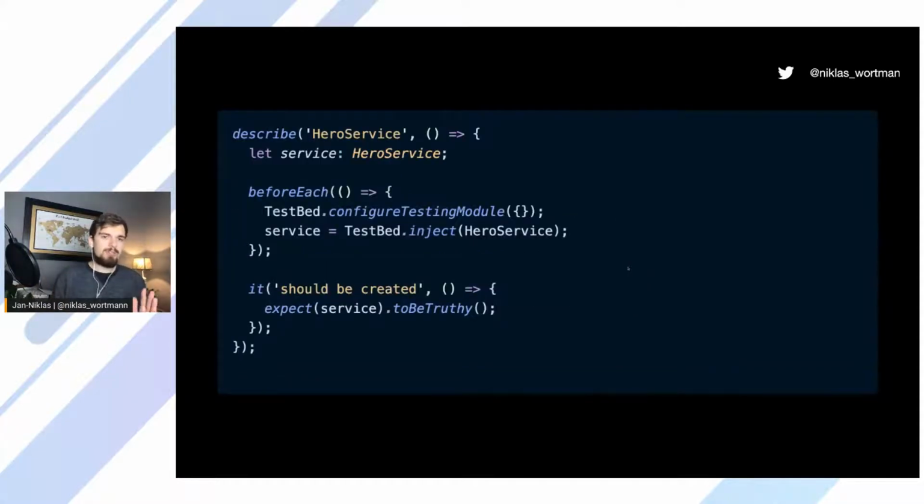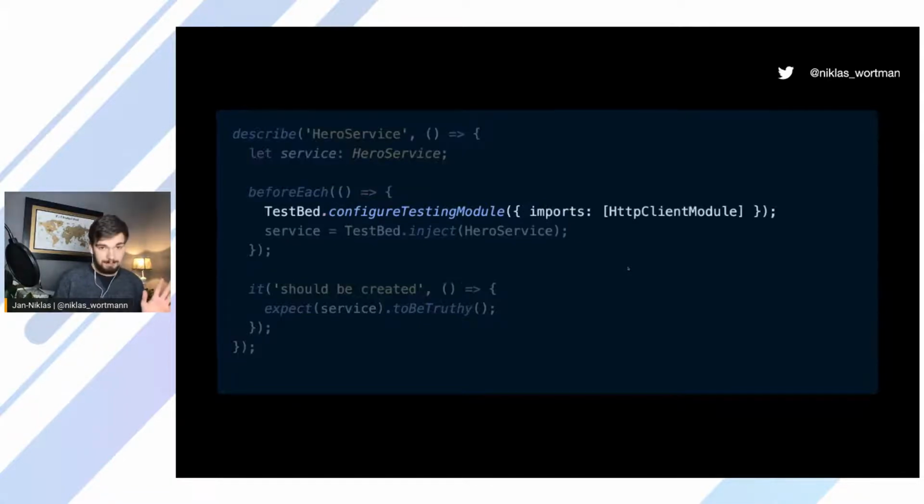The auto-generated unit test by the Angular CLI would look like that. So we are configuring our testing module, we are injecting HeroService, and then we check if the instantiation of the service worked out. That's all the auto-generated test does.